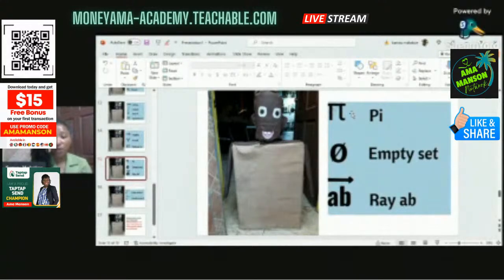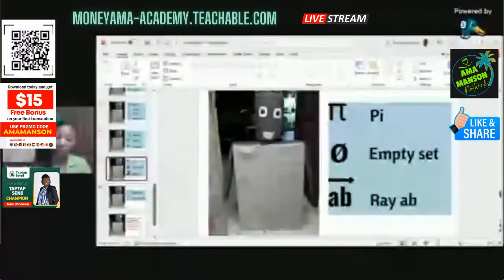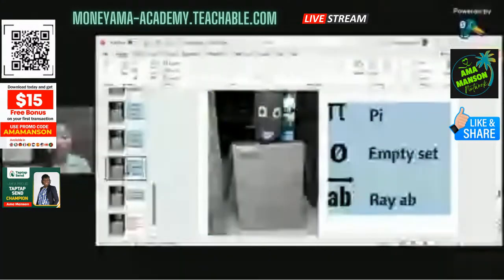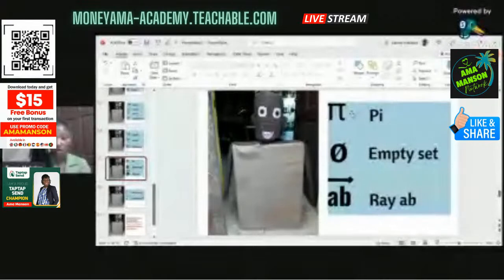So we use pi in geometry, we use pi also in trig, right? And it's a very useful number. You're also going to encounter other standard numbers that we use symbols to represent. One of them is e, and so on, as you go along in your study of mathematics.